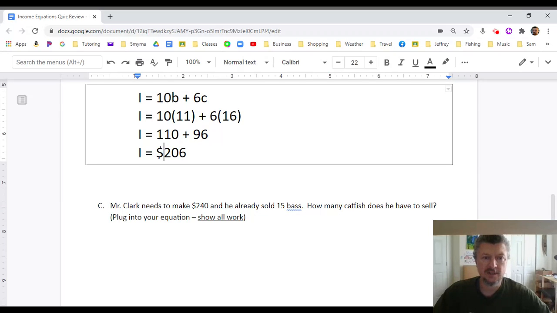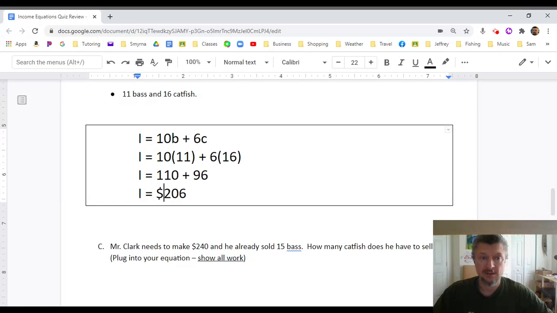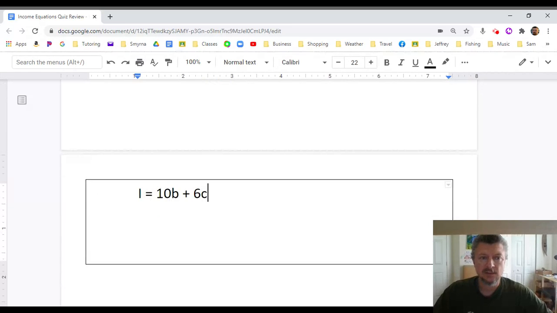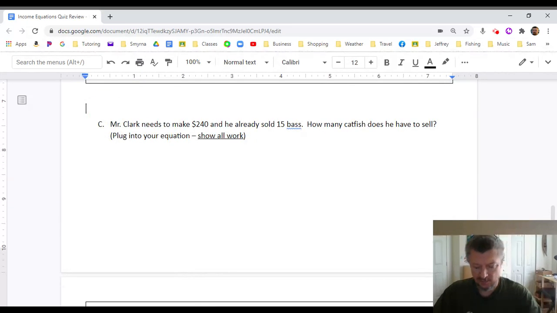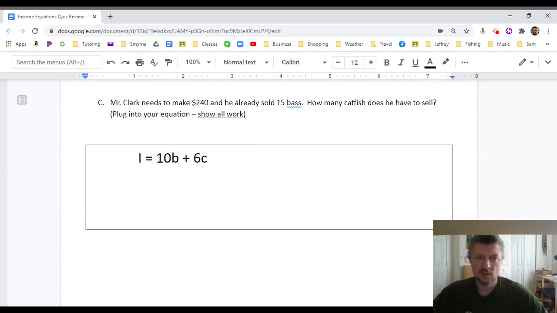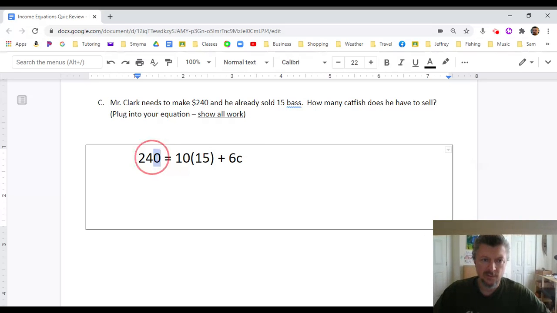Okay. Now, Mr. Clark needs to make $240. And he has already sold 15 bass. All right, what's going to happen here? Let's move this down so you guys can see it. Okay, so there's the equation. So I need to make $240. And I've sold 15 bass. $10 per bass. Right? But so how many catfish do I need to sell? All right, there's the equation. Here's the money I have to make. Here's the number of bass. And there's the number of catfish, which we don't know yet.